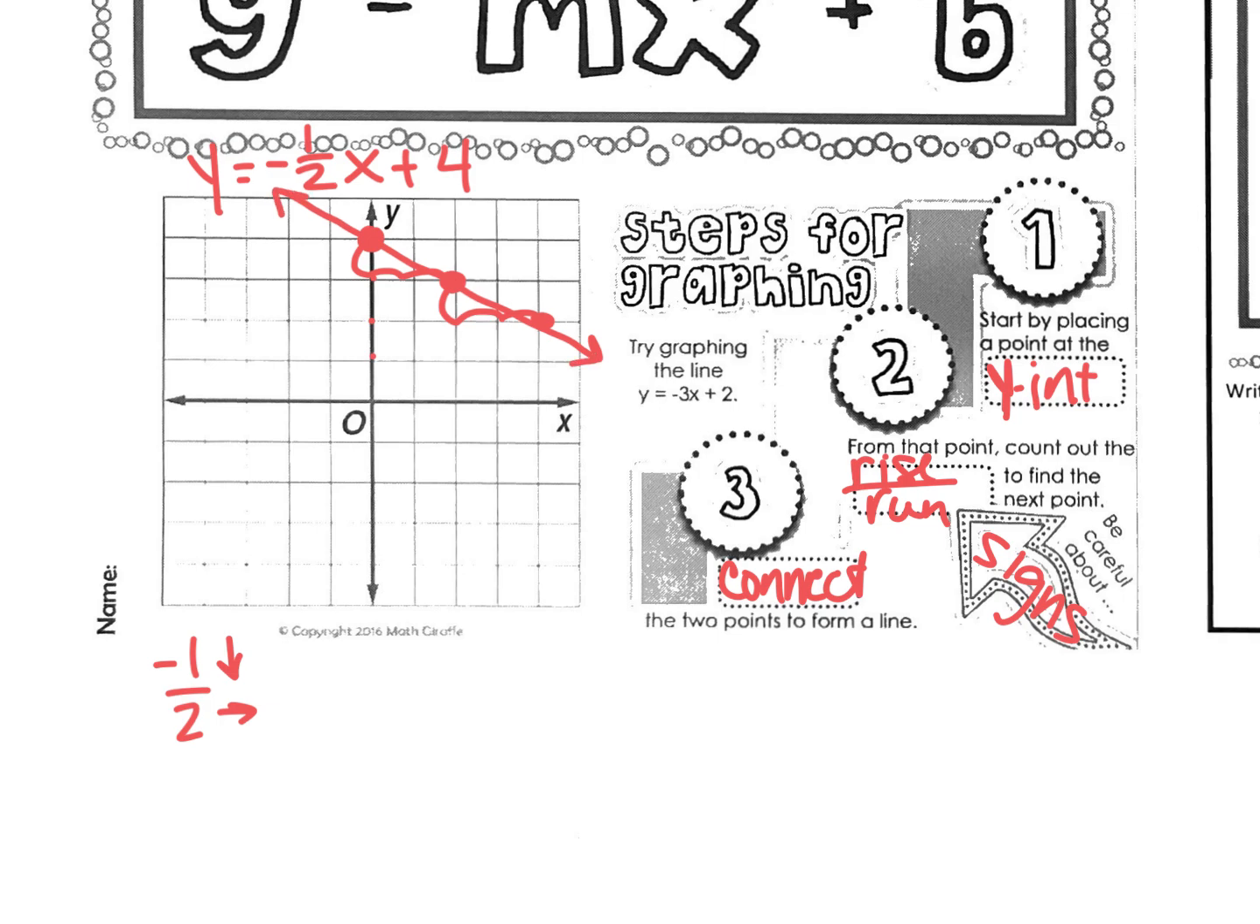Keep in mind when we have a negative, we could also write 1 over negative 2. So we could go up 1 and left 2. If you have a positive number, maybe we had 3 over 4. We could go up 3 and right 4, but we could also write that as negative 3 over negative 4, where we're going down and left, which would also be our positive.